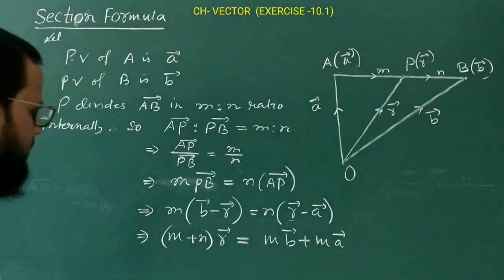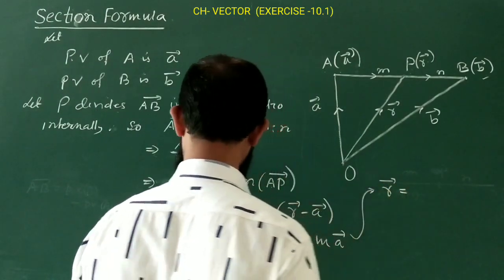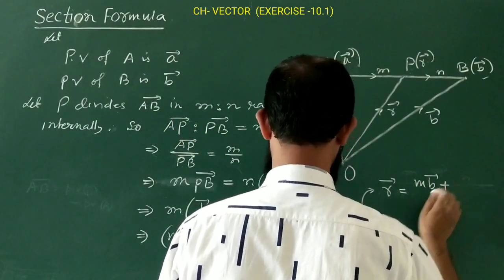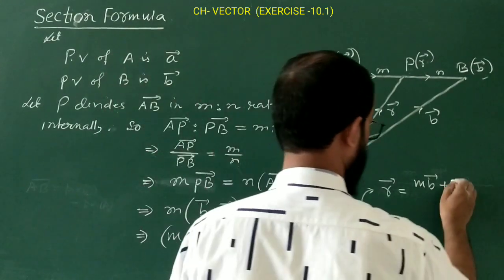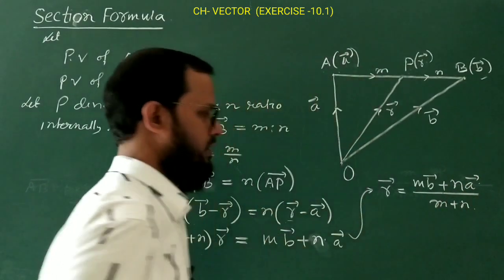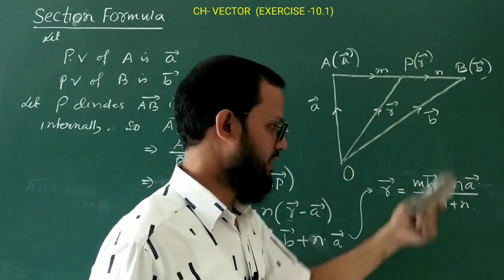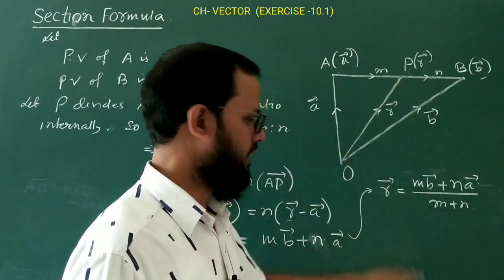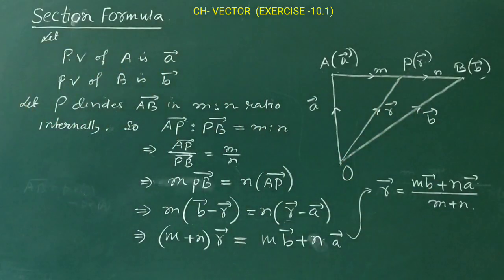And from here you can find R vector is equal to m b vector plus n a vector, divided by m plus n. This is finally the position vector of the point, given by this particular result. If you know the end points of the position vector and the ratio, then you can find the position vector of that particular point which divides the vector AB in the ratio m is to n.